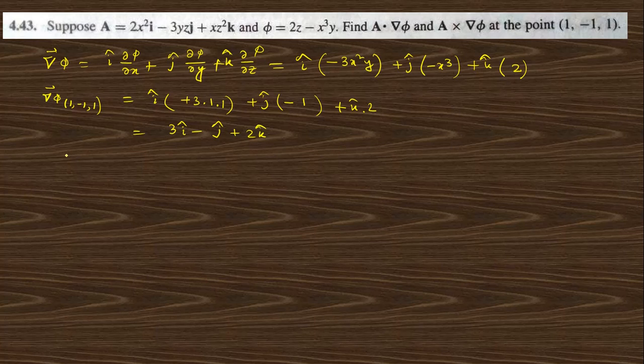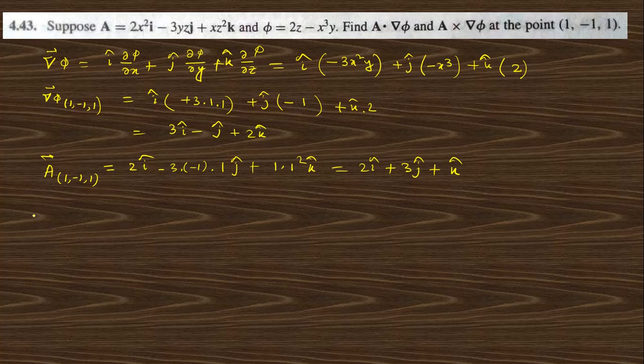And the A vector at that point. What is the value of the A vector at that point, (1, -1, 1)? This becomes 2 into 1, that is 2 i cap, and 3 times y is minus 1, z is 1, j cap, plus x is 1, z square, that is 1 square, k cap. So this becomes 2 i cap plus 3 j cap plus k cap. This is the A vector.